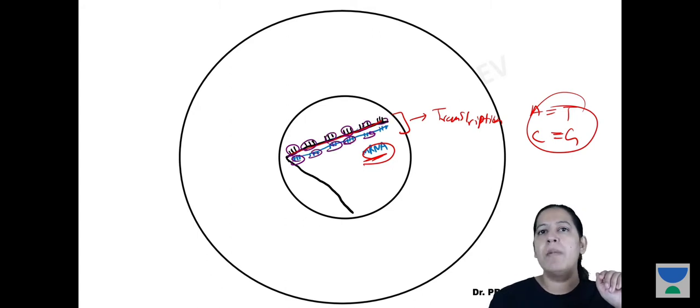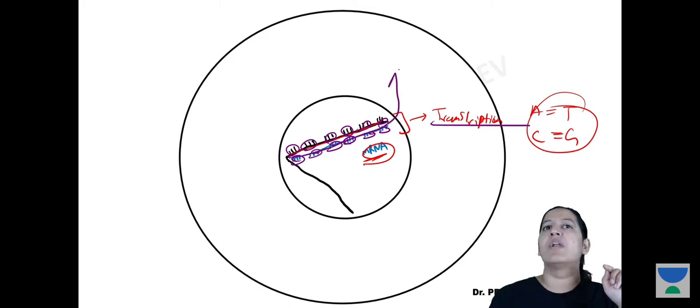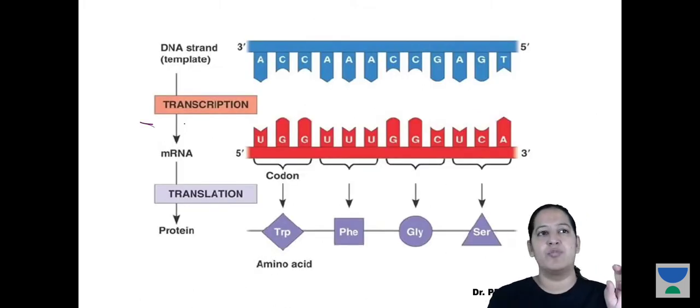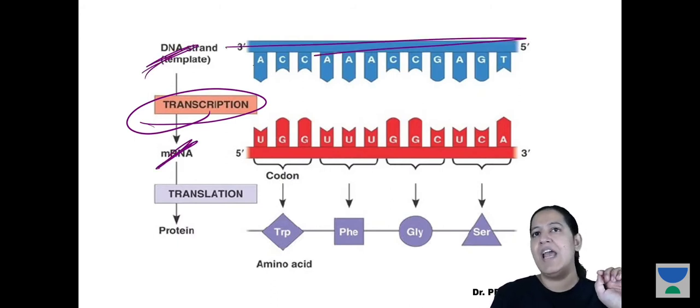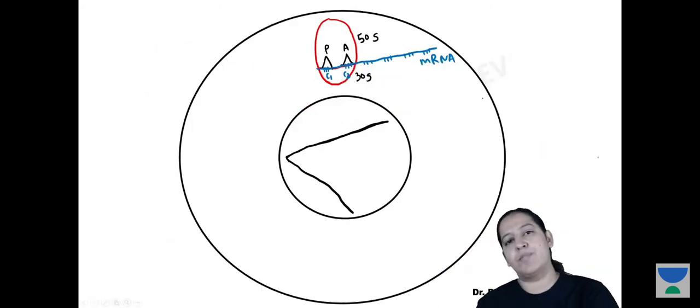mRNA is formed and transcription is over. Now this mRNA will move out of the nucleus into the cytoplasm. You see, transcription is over. So from DNA, we have already synthesized mRNA. This is DNA. From DNA, mRNA is already synthesized. Now this mRNA will go out into the cytoplasm for formation of protein.